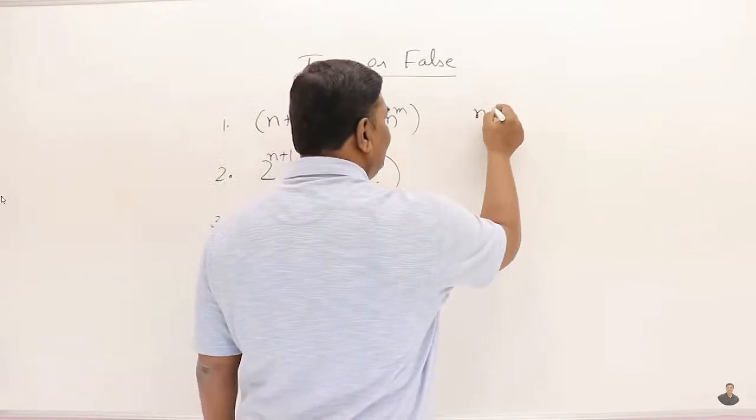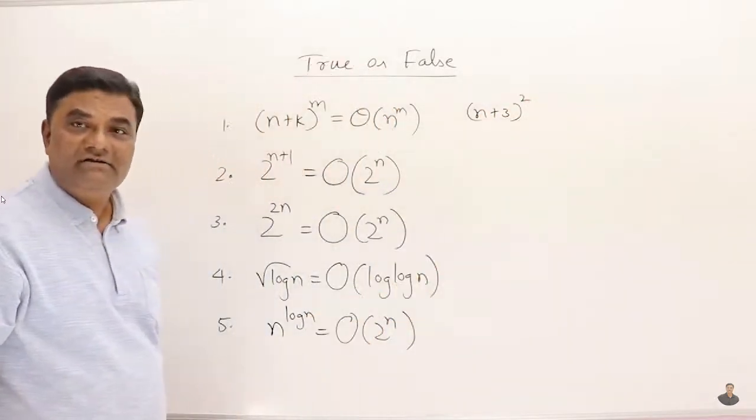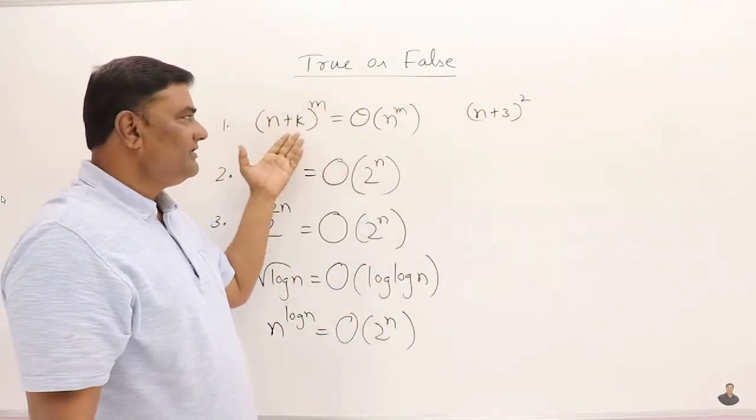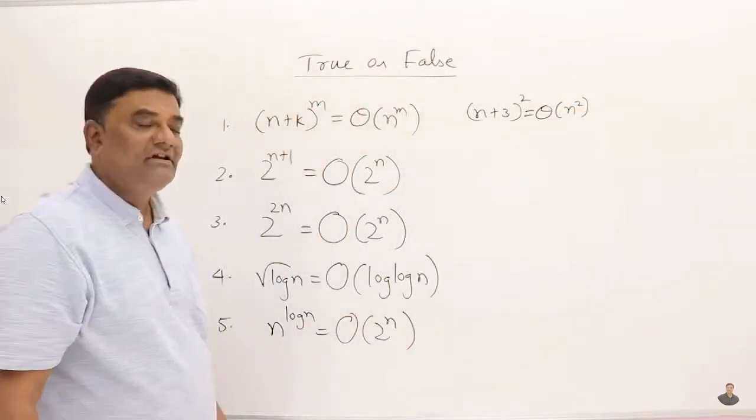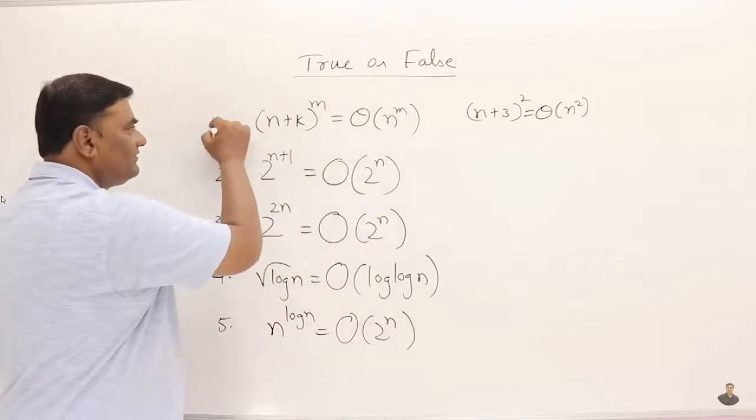It is just like, for example, (n plus 3) whole square. Then what's the highest term you get there? n square is the highest term. So if m is there as a power, n power m is the highest term. So we can write this as theta of n square. Yes, it is exactly theta of n square. So this is theta of n power m. Yes, correct. This is correct.